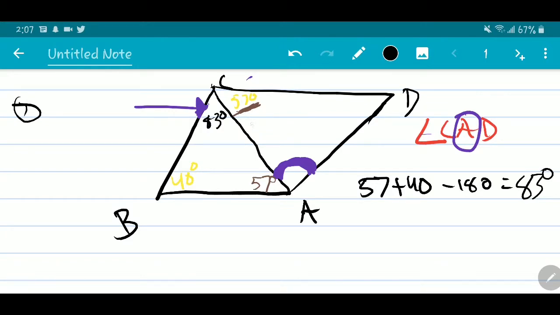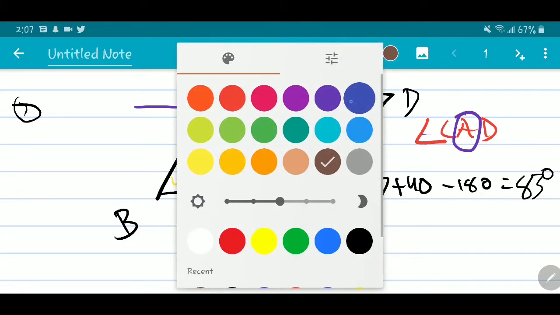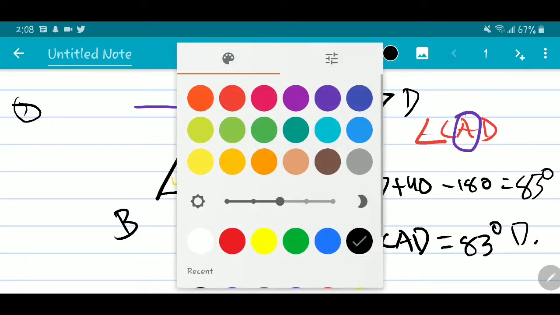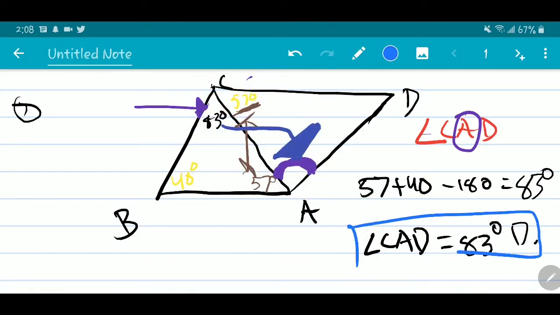Now, using the same principle as over here, we already know that these are opposite angles. So we can use that same principle, and we can just assume that angle CAD equals 83 degrees. And that is answer choice D on this test.